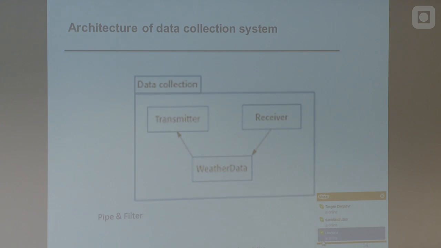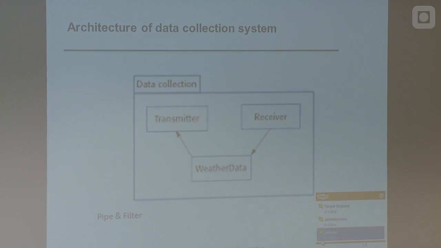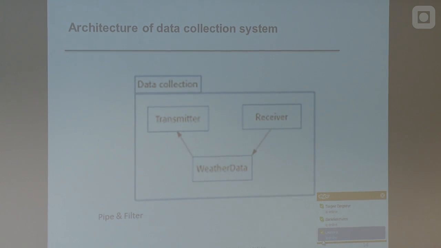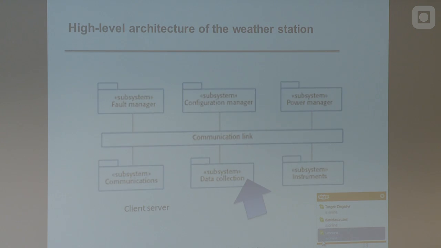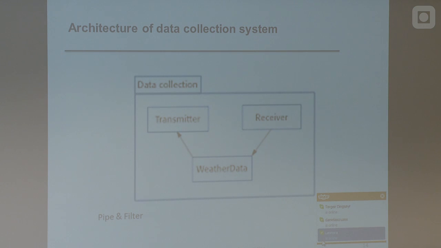We go inside the data collection, and here we have a pipe and filter pattern that describes how this component is constructed, and this is constructed very simply by three pipes, the one being a receiver, the second being the main weather data process, and the third one being a transmitter. So again, we have a client-server architecture, and when we go inside this client-server, one of the components is worth further specification, and we specify it with a pipe and filter pattern.